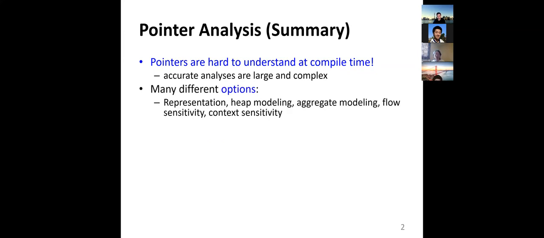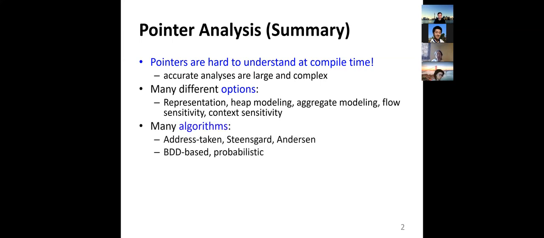There are many different options on how you can represent things and how accurate your analysis can be. Representation can vary: you can model the heap differently, and aggregate data structures like linked lists or arrays. Your algorithm can be flow sensitive or context sensitive. All of that changes the precision, but also adds extra complexity. We looked at several different algorithms, address taken, Steensgaard, and Andersen, in a decent amount of detail. I mentioned BDD-based analysis very briefly, and went into decent detail on a probabilistic example of analysis, so at least you get a feeling that things might not be 100% accurate, but probabilistic based on runtime analysis.